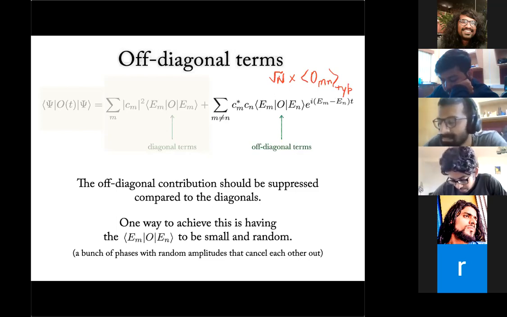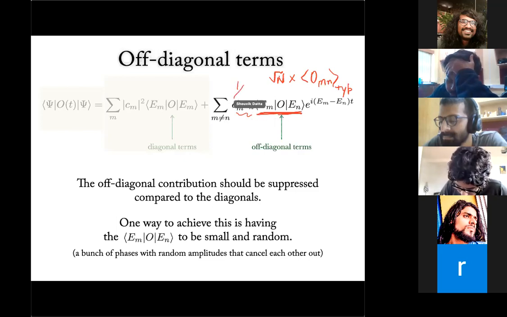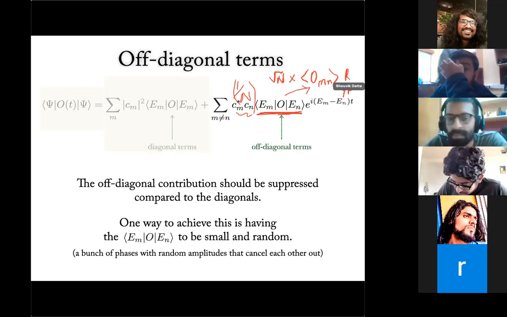So then I got confused about why you said that they have to cancel each other out. I was just trying to say that canceling each other is just not enough, because it's just like a random walk problem. Take these to be almost the same as each other, or this is just 1/n because this CMN is 1/√n. So you can factor it outside the sum, and then this takes this kind of value, O typical times RMN.